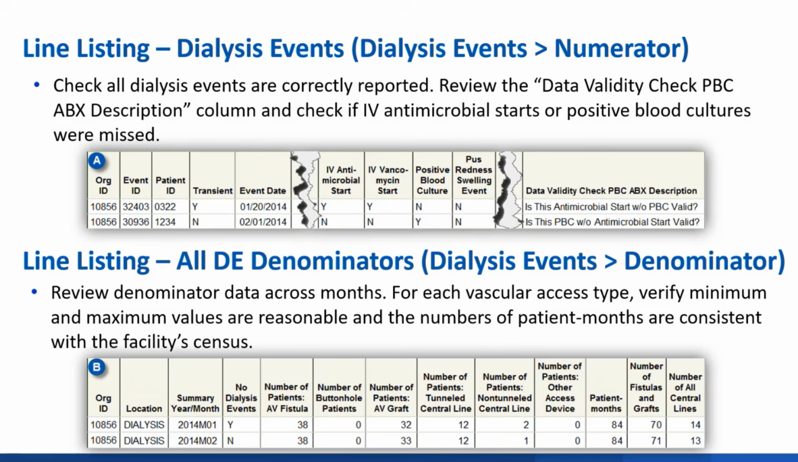For the line listing for all DE denominators, you're going to review denominator data across months for each vascular access type, verify minimum and maximum values are reasonable, and that the numbers of patient months are consistent with the facility's census. This is very important because the patient months do go into calculating your actual SIR score, and sometimes typos can occur where there may be mistakes in those numbers that will cause you to have an inaccurate SIR. So you want to make sure that these numbers are properly reflective of your patient population.